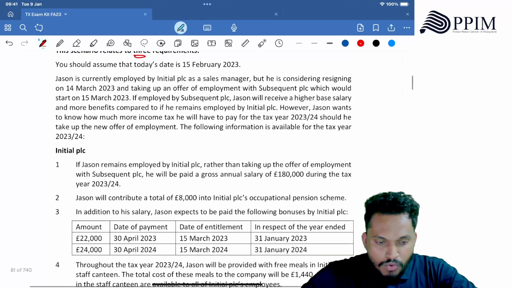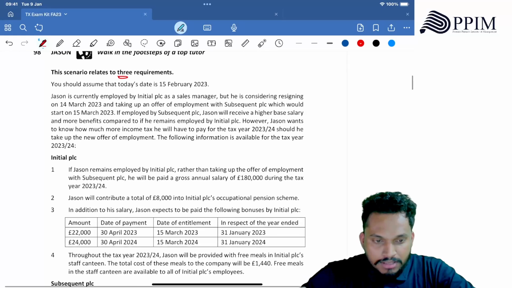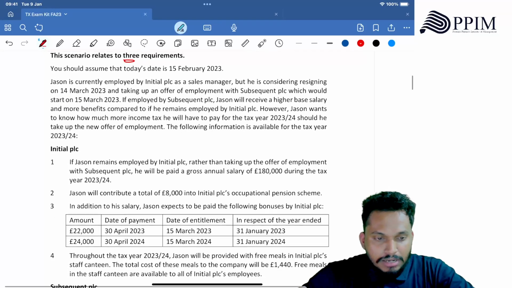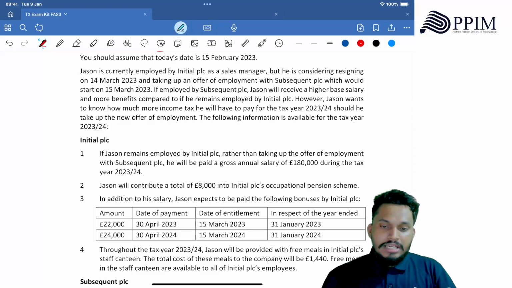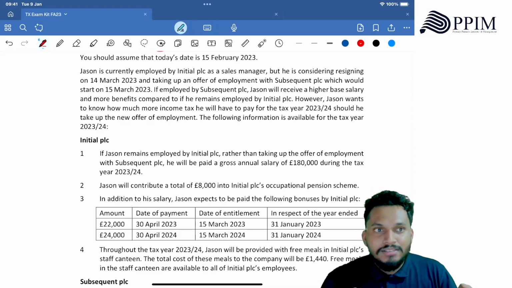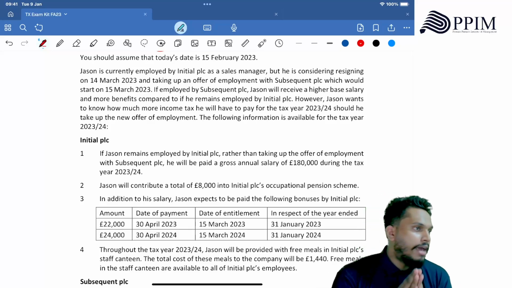So now, before I read it with you, I want your understanding. I have shared the content for Initial PLC. Can you read and try to summarize things? We'll spend a bit of time, we don't want to time the question.